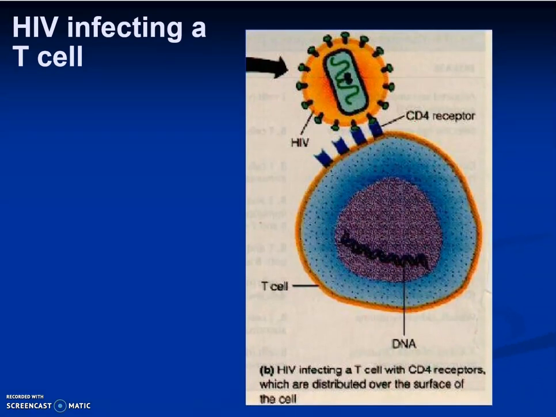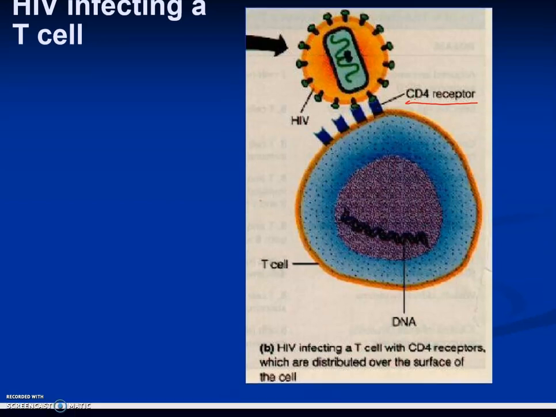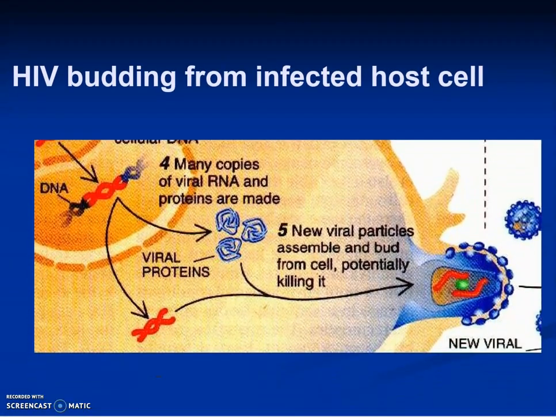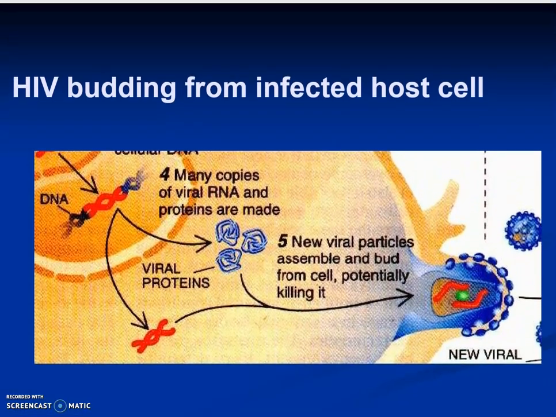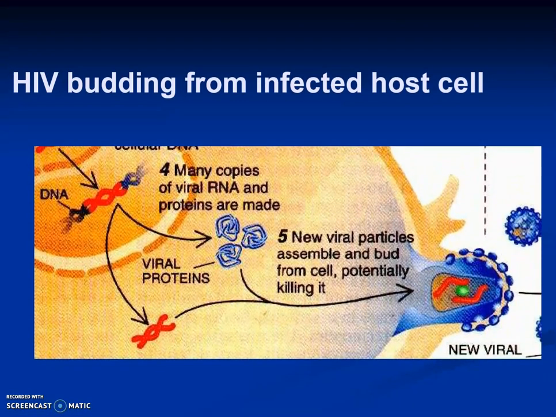So we have to latch on to the CD4 receptor found on helper T cells, and that is the GP120 protein. It will latch on to the CD4 receptor on helper T cells, and then it will inject its viral RNA into the cell, and then reverse transcriptase will take care of making DNA from that.